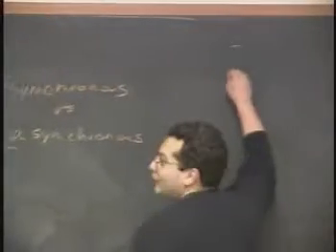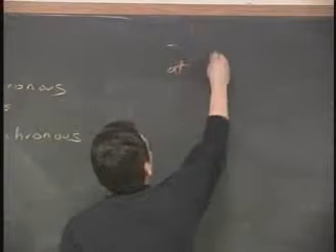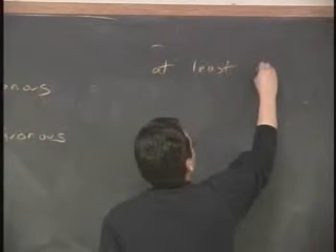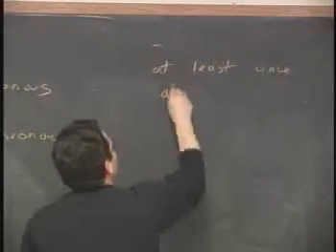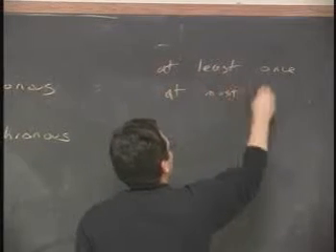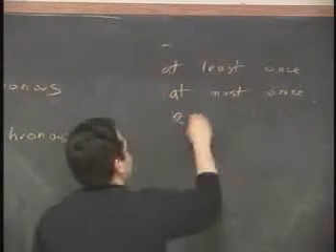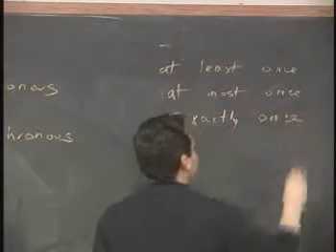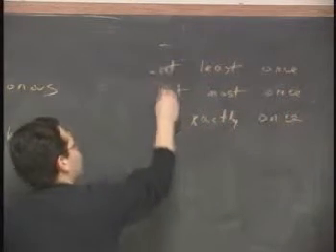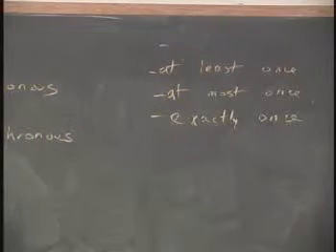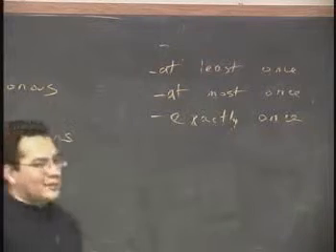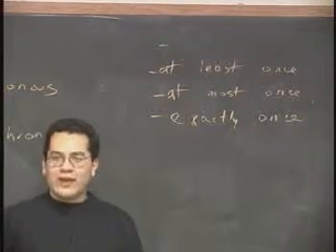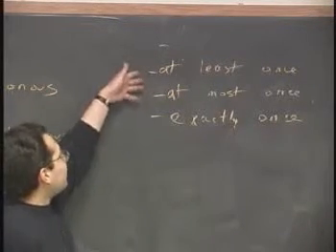So this is the notion of at least once, at most once, and exactly once. The question here is, when you do an RPC on foo, what happens? What can you guarantee happens on the other side?